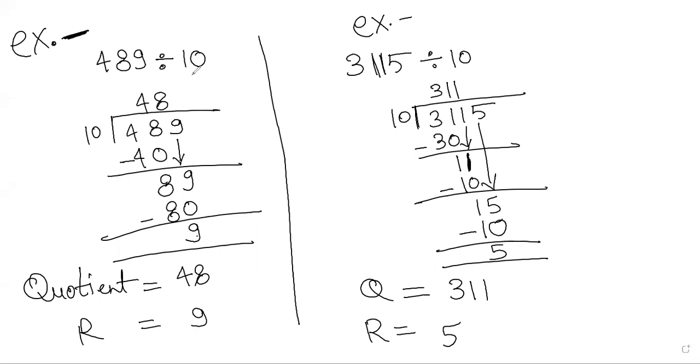by 10. देखो यहाँ पे फर्स्ट एग्जाम्पल को पहले देखो. What was the dividend? I am writing the dividend here. Dividend was 489. Now quotient को देखो. Quotient क्या है? 48. 48 quotient है और remainder क्या है? 9 remainder है. So whenever you divide a number by 10, देखो 10 में कितने जीरो हैं? 1 जीरो है.